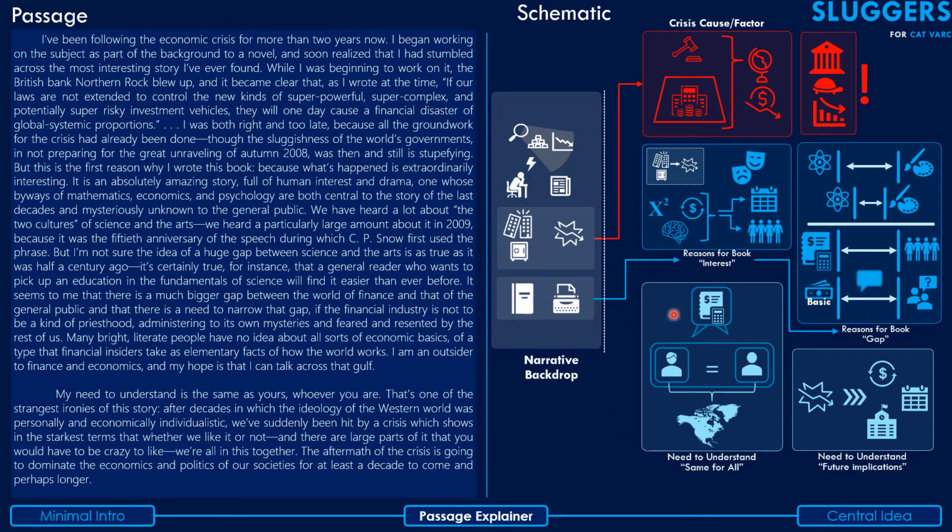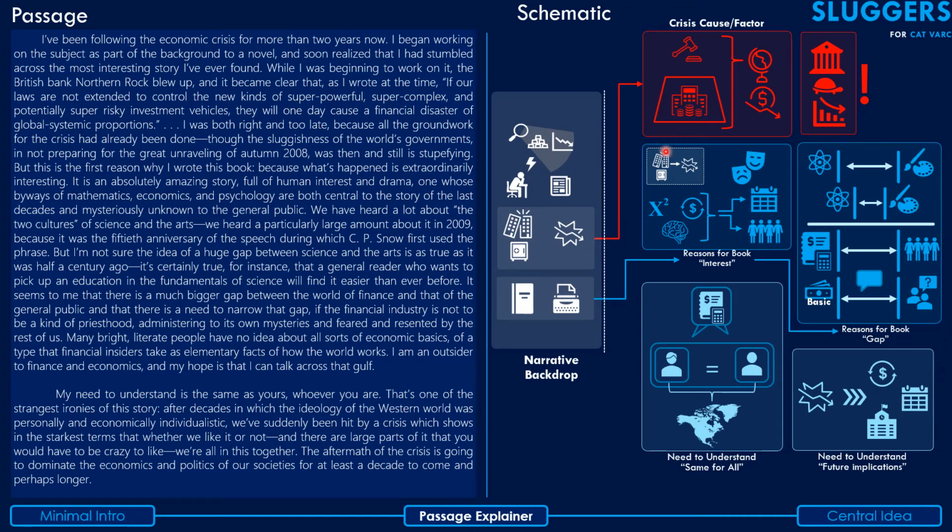And then in the last paragraph, he talks about two ideas. He mentions the irony of individualism and the current situation that we're facing right now. And finally, why is it important for all of us to understand the financial and the economic world, right? Because the aftermath of the financial crisis is going to have repercussions on the economic and political aspects of the society for the decades to come.